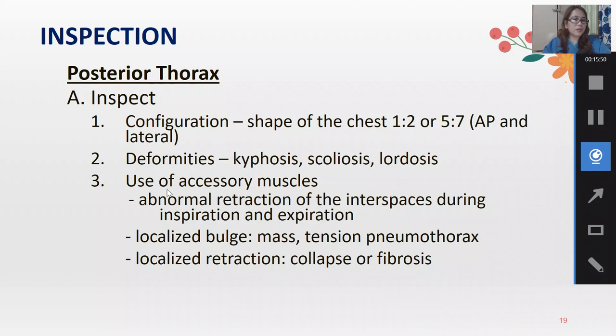Okay, there is use of accessory muscle. Dapat there is no use of accessory muscle. Kasi kapag ginamit yung accessory muscle, there is an abnormal retraction of the interspaces during inspiration and expiration. Or may localized bulge, like mass, tension, kapag may tension yung thorax. Localized retraction kapag may collapse or fibrosis.